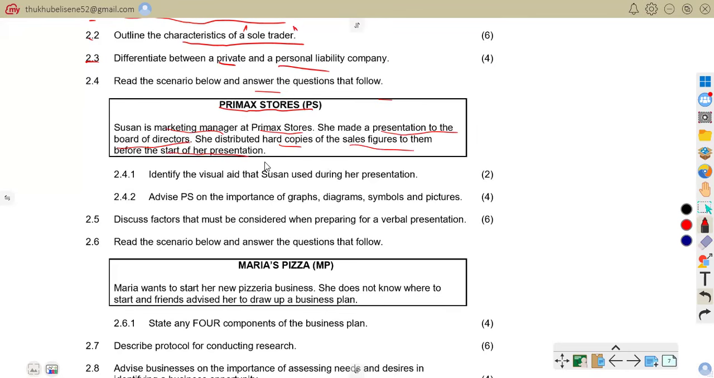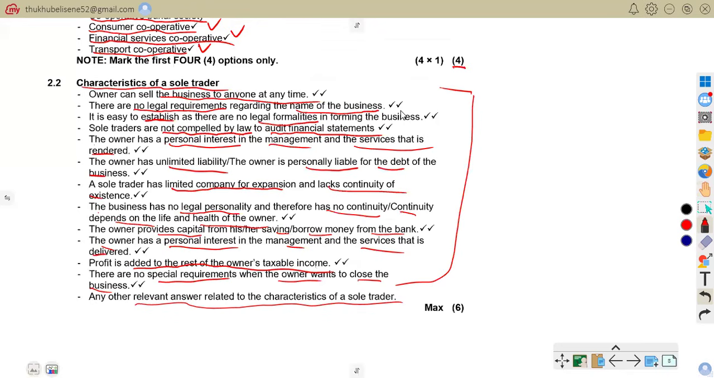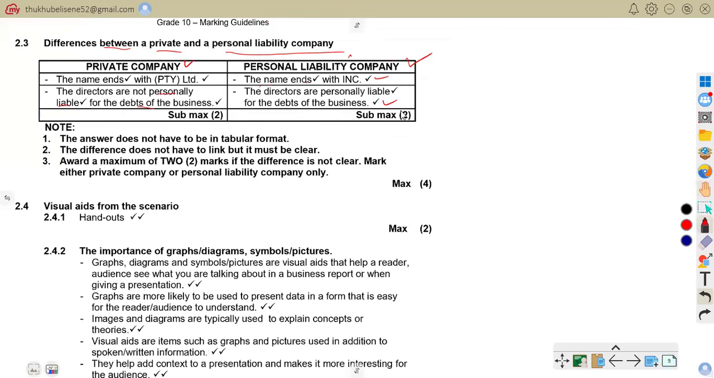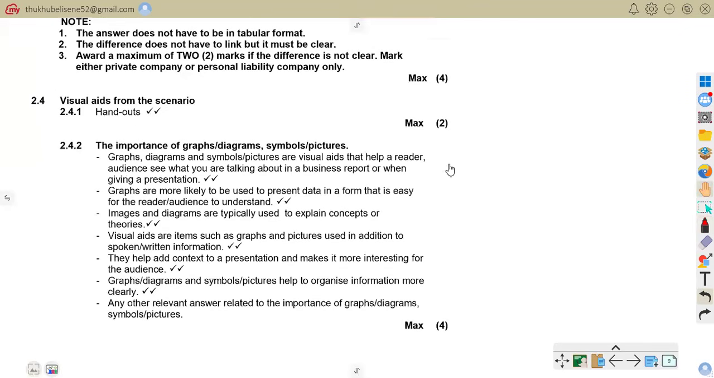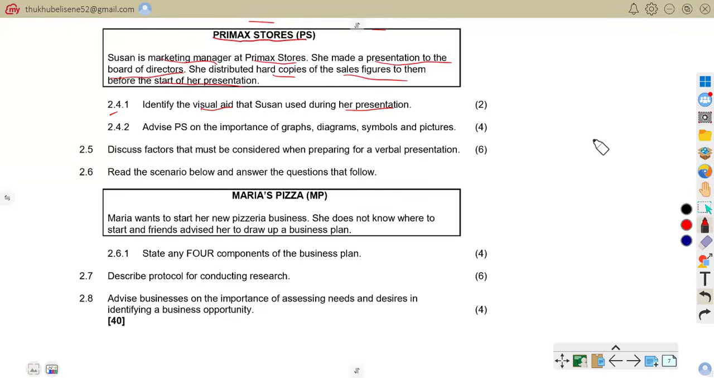That is done. Now let us get to the questions that follow this scenario. 2.4.1: identify visual aids that Susan used during her presentation. We are now on visual aids. The visual aids from the scenario are handouts. Let us go to the scenario and prove it.